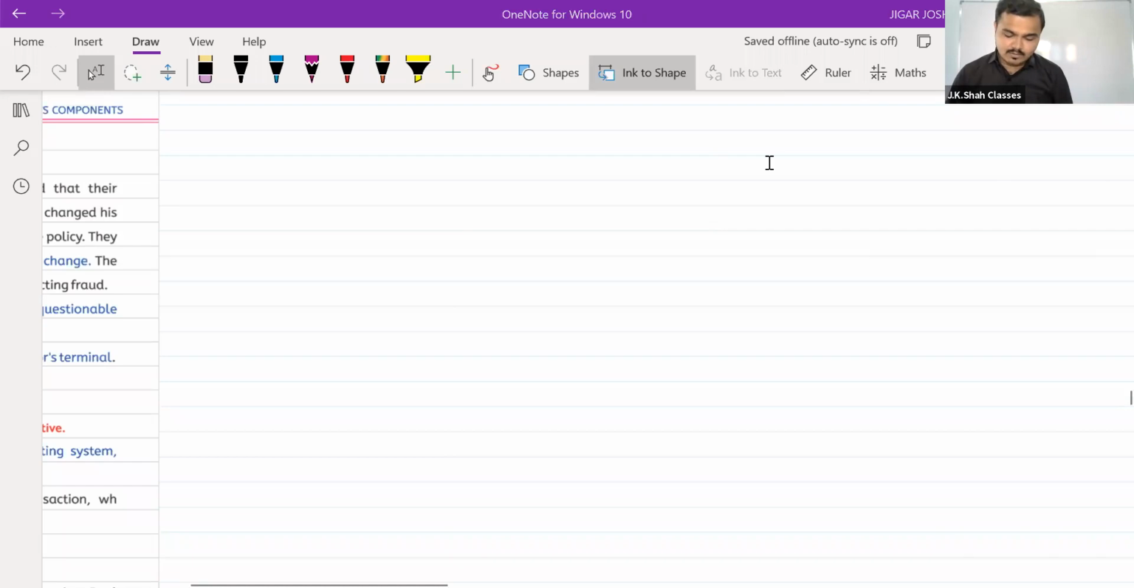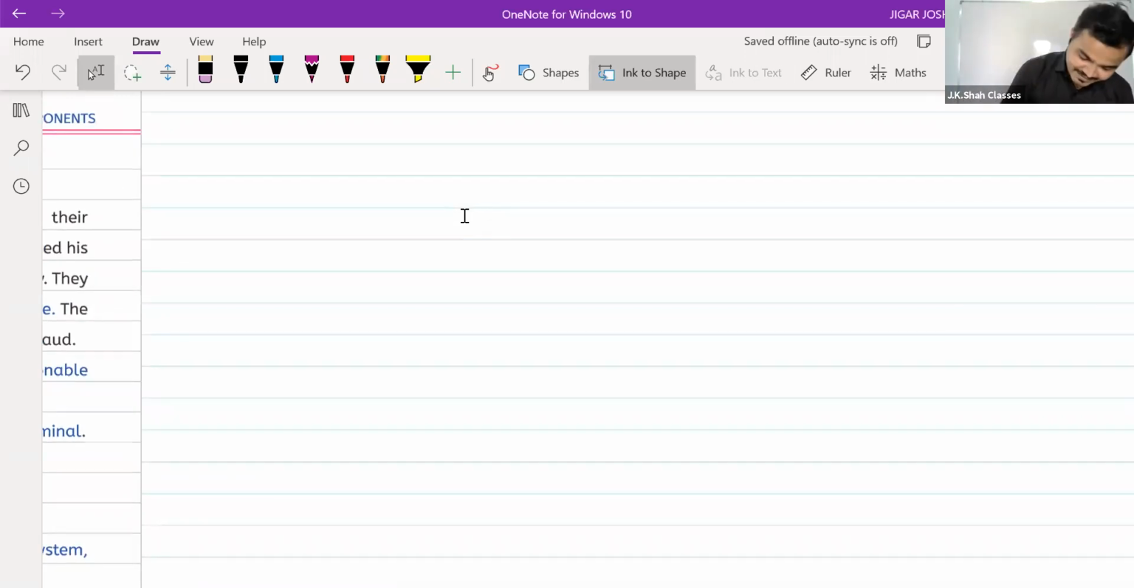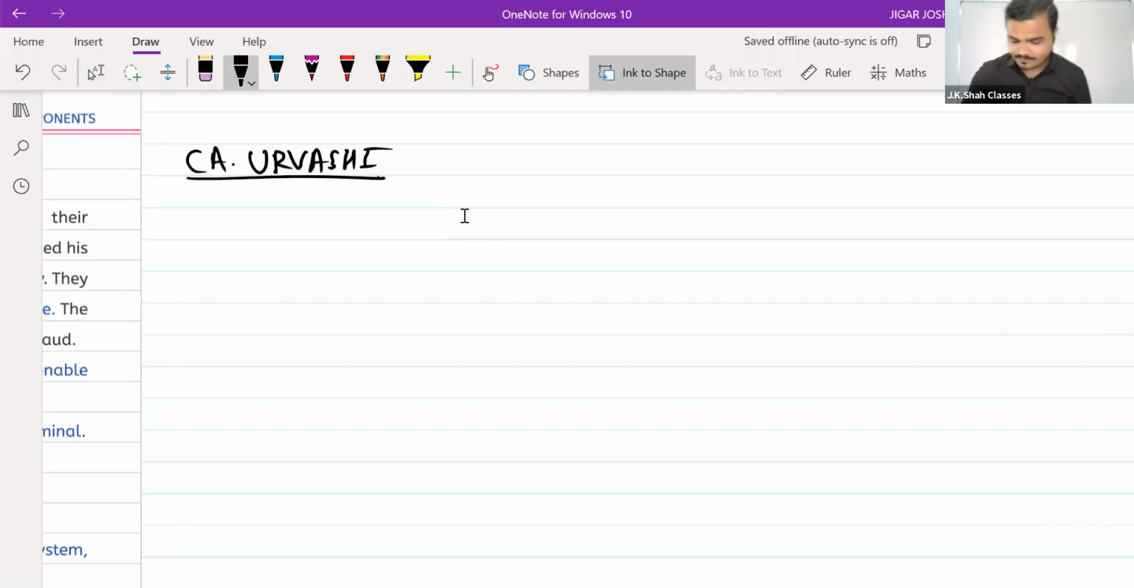Okay, so I got Urvashi madam. We'll take the example of chartered accountant Urvashi madam only. And we expect that obviously she will not feel bad, because we are going to take very superior level examples on her. Let's talk about chartered accountant Urvashi madam.